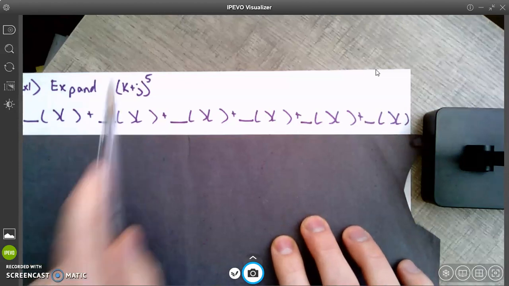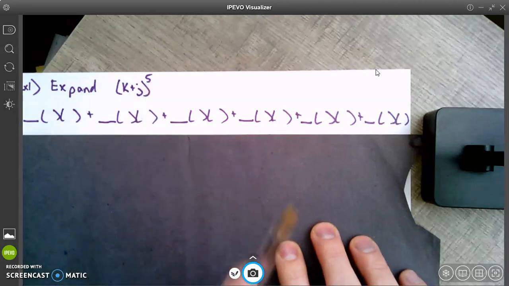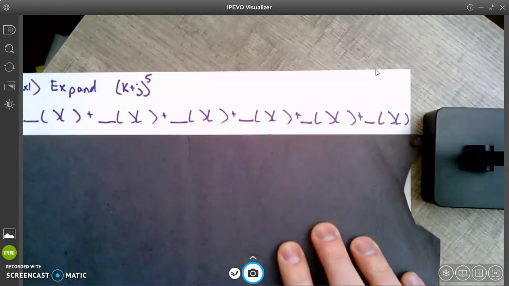Something we can take into consideration here, whatever the power is, to the fifth power, there's always going to be one more term in my final answer for that. So there's actually 6 terms. 1, 2, 3, 4, 5, 6.